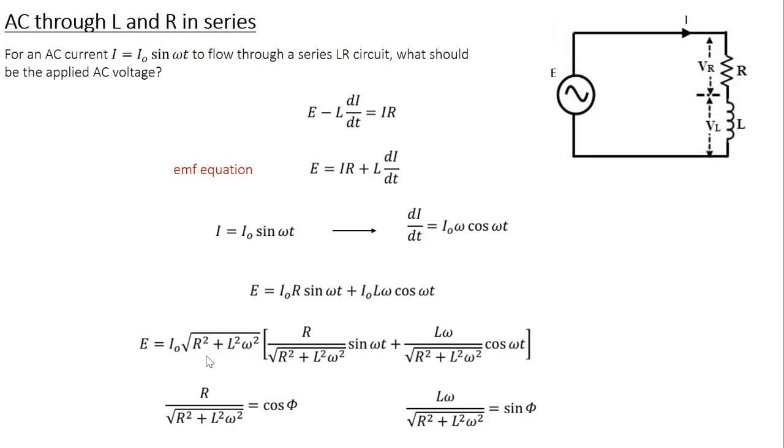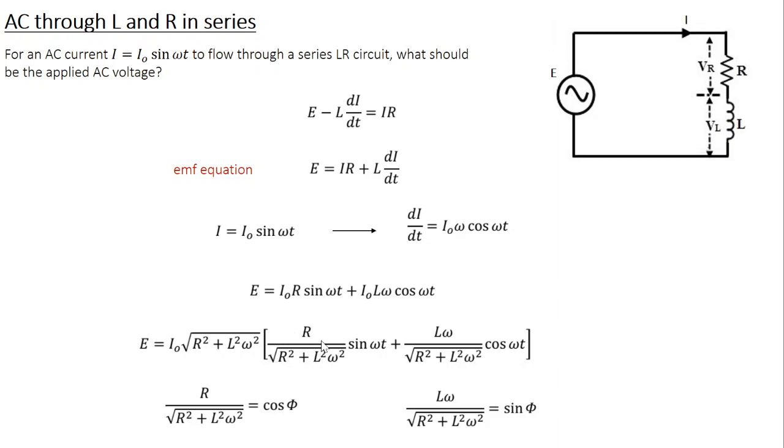Now the equation becomes I naught into square root of R square plus L square omega square multiplied by, in the first term, R divided by square root of R square plus L square omega square sine omega t plus L omega divided by square root of R square plus L square omega square cos omega t. Let's try to simplify this equation.